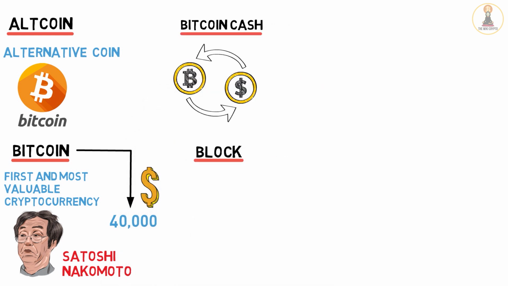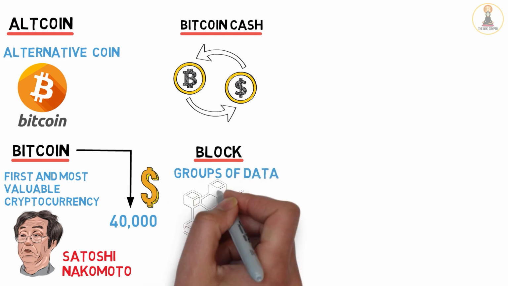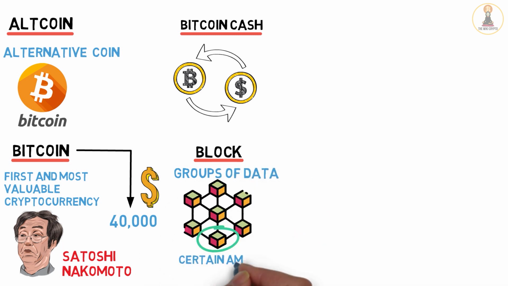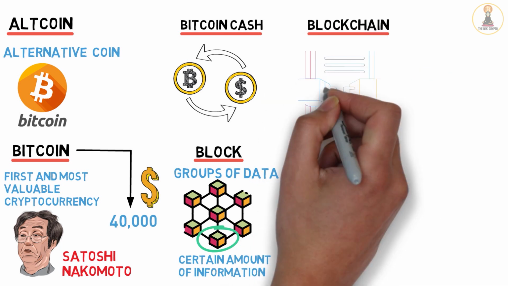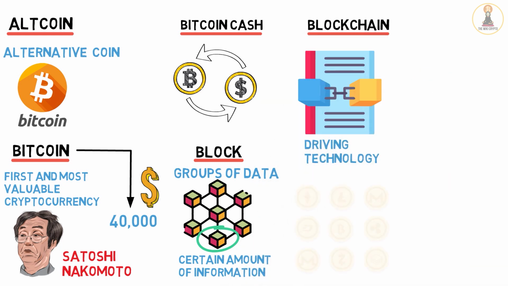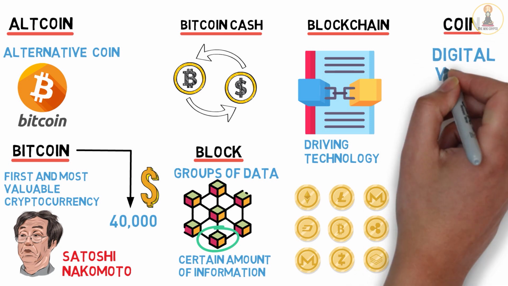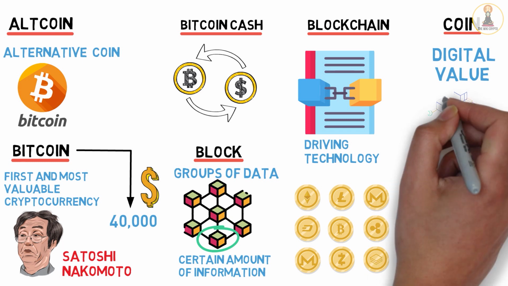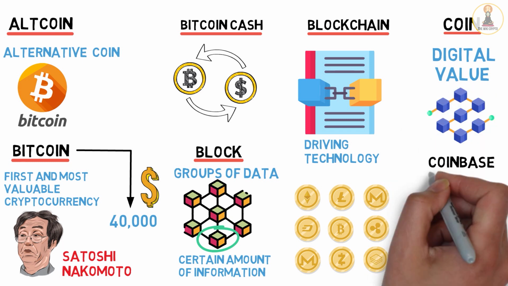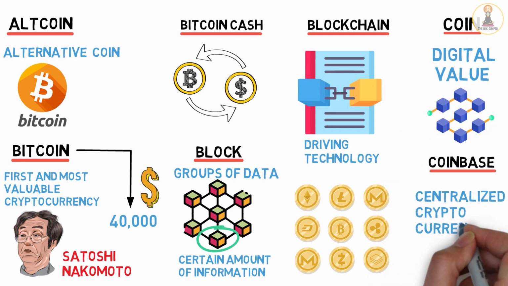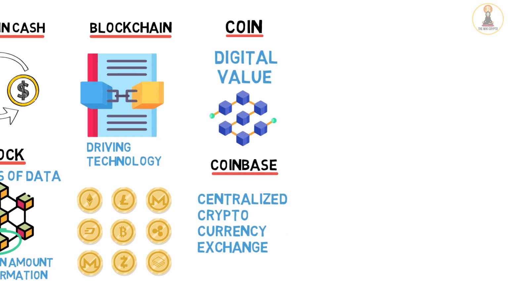Block. These are groups of data within a blockchain, and each block can hold only a certain amount of information. Blockchain. This is a digital form of record keeping and the driving technology behind cryptocurrencies. Coin. A coin is a representative store of digital value that lives on a given blockchain or cryptocurrency network. Coinbase. Coinbase is a common centralized cryptocurrency exchange.